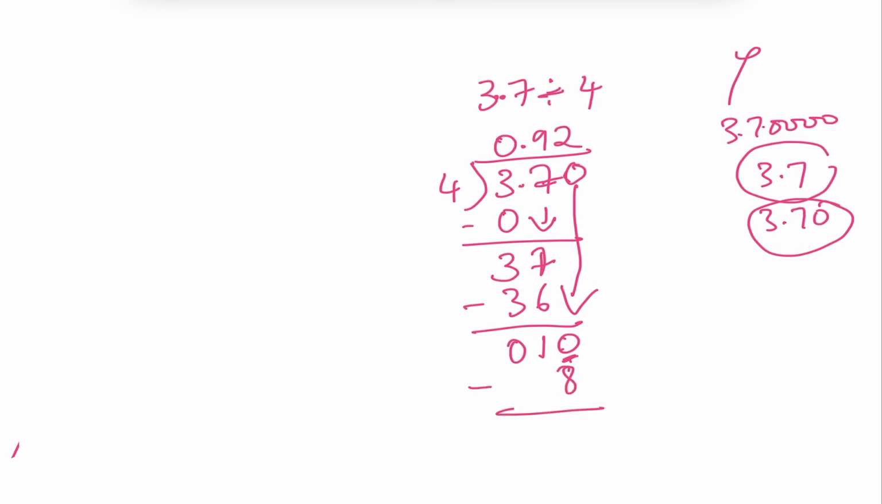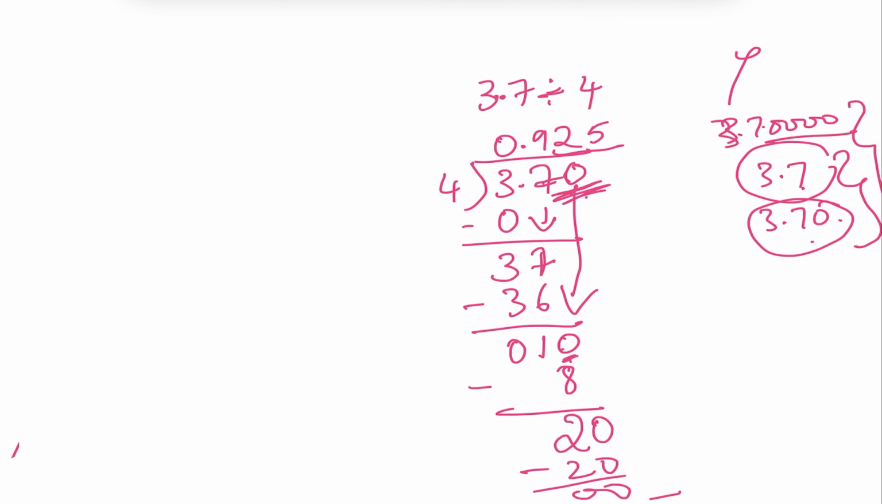So, 4 2s are 8. On subtracting, we get 2. Then again take 0. 4 5s are 20. That is the answer. So, this is the common mistake many of you make. As a result, you also take a 0 in the quotient because you don't know that 3.7, 3.70, or 3.7 followed by n number of zeros is of the same value.